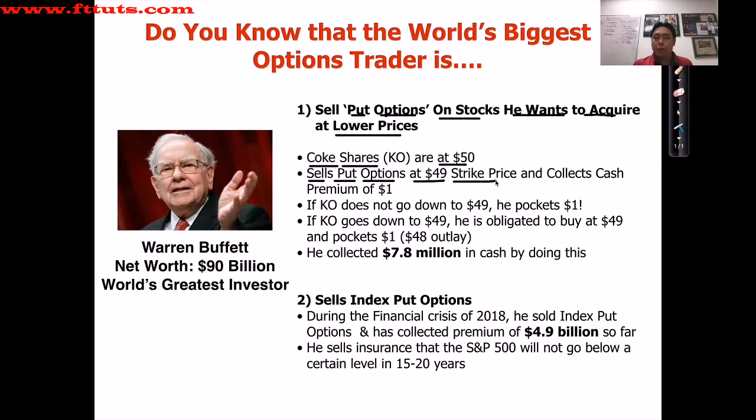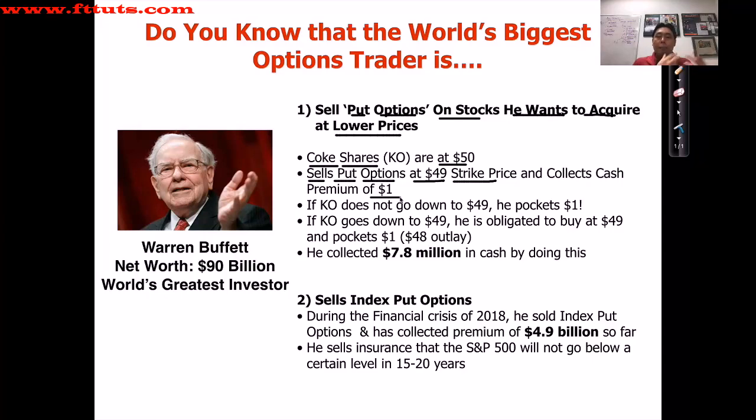Now again, what's a put option? It's an insurance contract. So he sells insurance to someone who buys the insurance on Coca-Cola. So in other words, what Buffett is doing is he's saying to that person, if Coca-Cola drops to $49 or lower, no worries, I'll buy it from you at $49. He makes that insurance to that person. Now in return, that person, whoever bought the insurance contract, pays Buffett a premium of $1. That make sense? So Buffett sells a put option, collects $1 in premium.